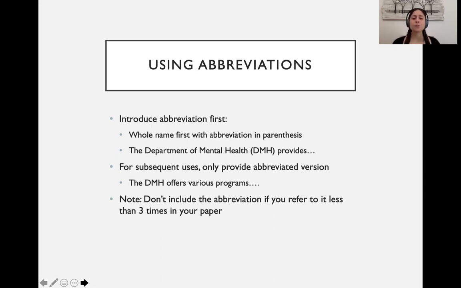Okay. Another rule is not to include the abbreviation if you refer to it less than 3 times in your paper. So if you're only going to say Department of Mental Health once or twice, there's no sense in providing the abbreviation, and APA doesn't want you to. So only use it if you're going to use that again more than 3 times in your paper. So this gets useful when you're writing maybe like a mental health diagnosis, like major depressive disorder or post-traumatic stress disorder, which you'll end up referring to multiple times in your paper. Using the abbreviation is helpful.